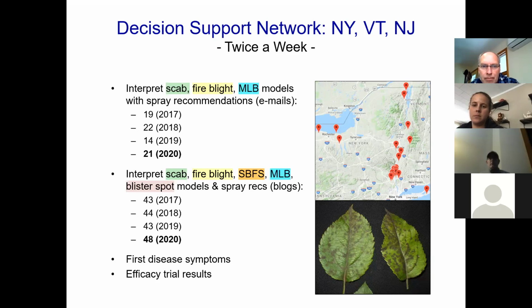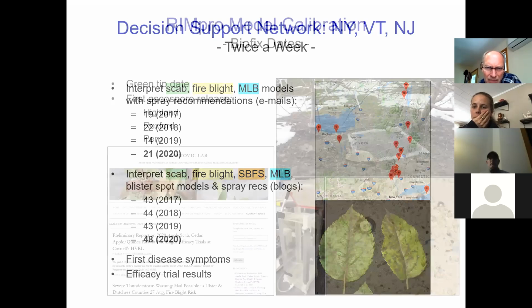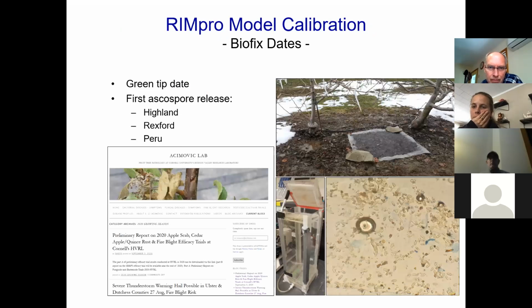That expands the interpretation of the models to scab, fire blight, sooty blotch and flyspeck, and Marssonina leaf blotch, as well as blister spot. With these interpretations, I also provide recommendations on which fungicides to use. I also report when the first disease symptoms have occurred in the lab, so the growers know when to start looking for any failure of fungicides. We also allow growers to calibrate their model by monitoring pathogen maturity, specifically the apple scab pathogen, and we do that at 3 locations. We have done that in the last 4 seasons.